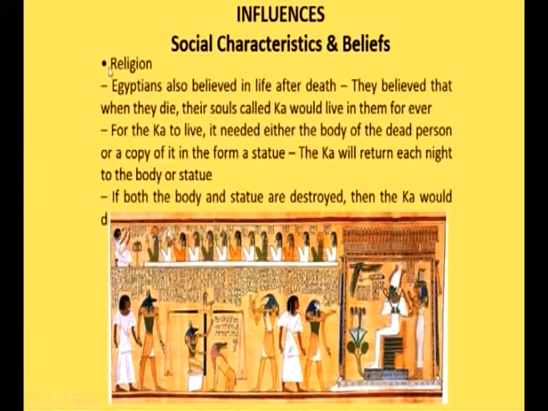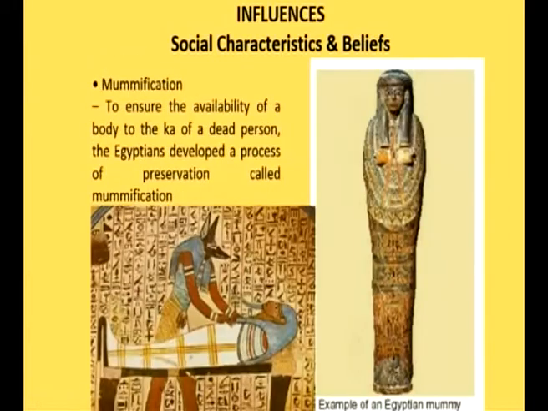So they preserve the dead bodies in the form of mummification. To ensure the availability of the body, the internal organs are removed, and then the outer surface is preserved by covering the body with cloth. The cloth is called mummy cloth, and it is dipped in oil and other preservatives to preserve the mummy forever.